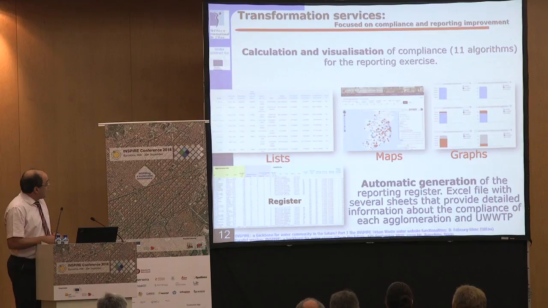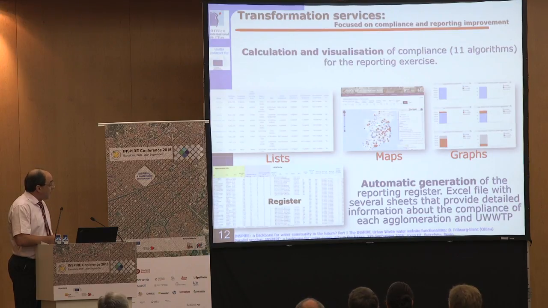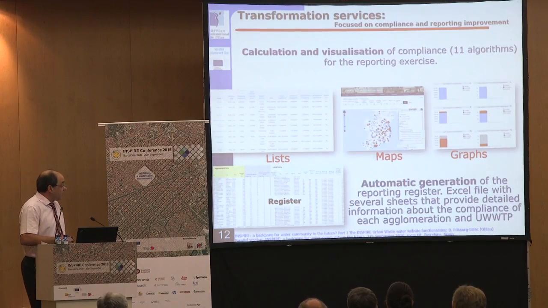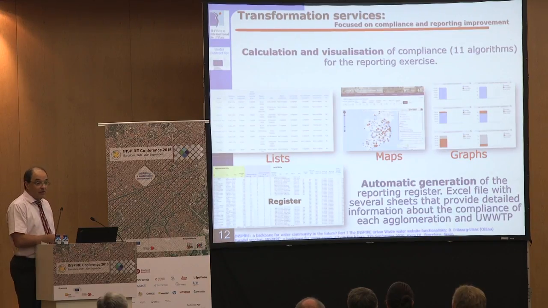So the transformation service, as I said, includes calculation and visualization of compliance. This is made via 11 algorithms implemented on the platform, which calculate the compliance and provide some visualization of that. You find maps for the compliance, graphs, summary tables, and you also find a so-called register, which is a set of Excel sheets that are generated for making the national chapter of the European Compliance Assessment Report.